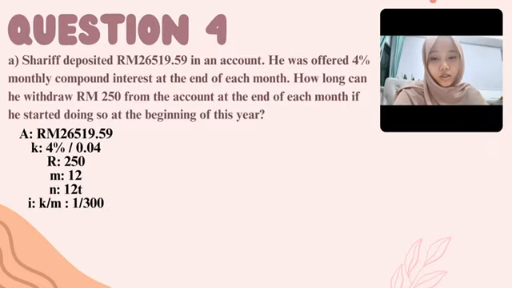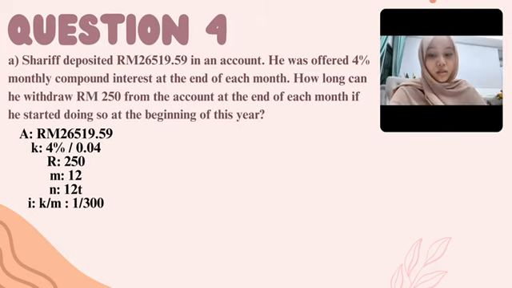Sharif deposits 26,590 ringgit 59 cents in an account. He was offered 4% monthly compound interest at the end of each month. How long can he withdraw 250 ringgit from the account at the end of each month if he starts doing so at the beginning of this year?